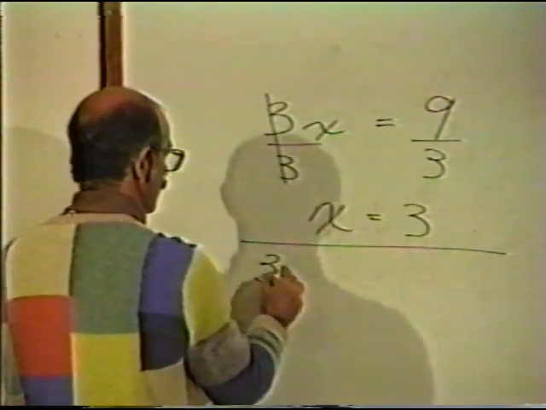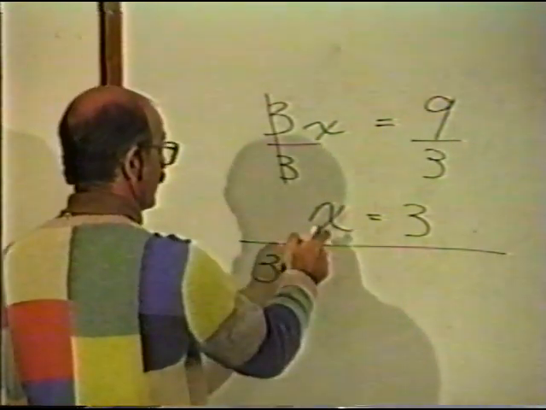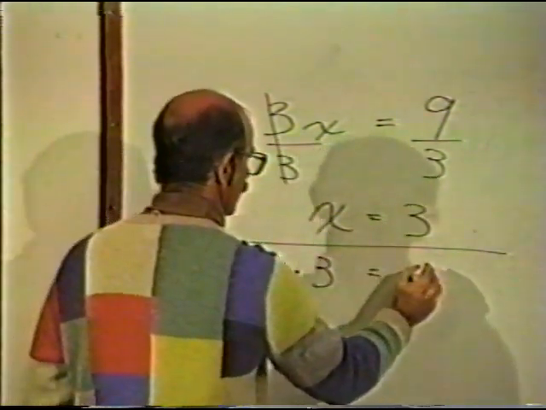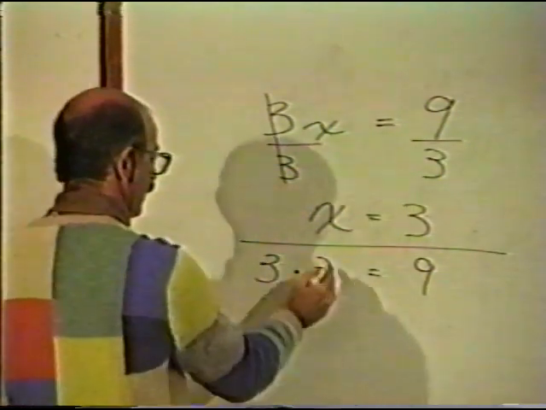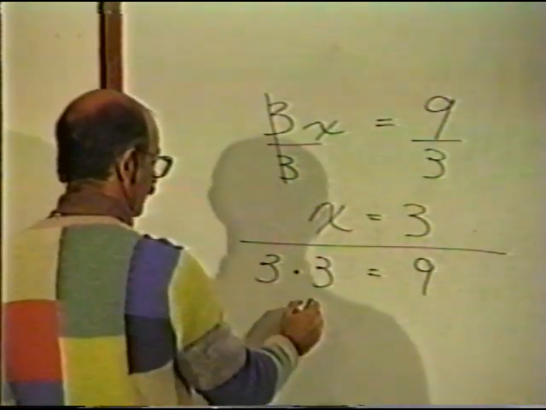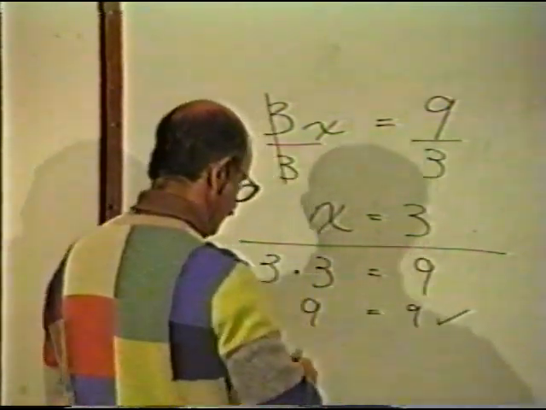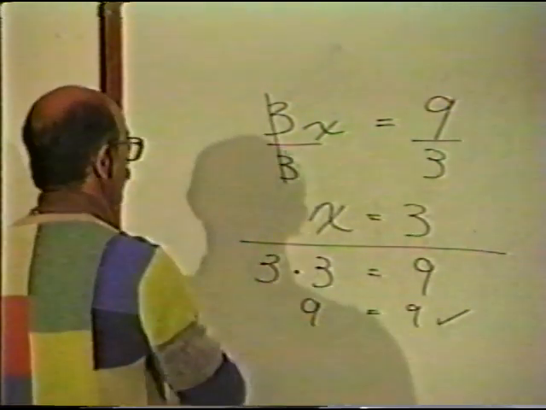3 times what we found out x is, 3, is supposed to equal 9. What is 3 times 3? 9. 9 equals 9. And yes, we got it right.